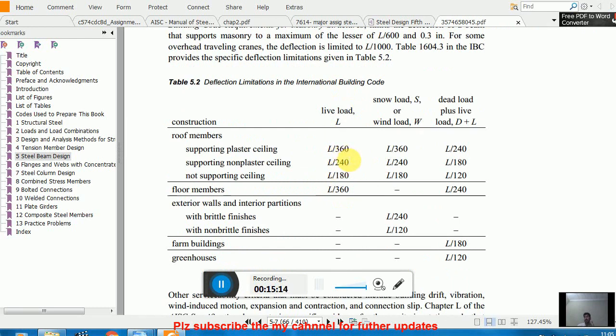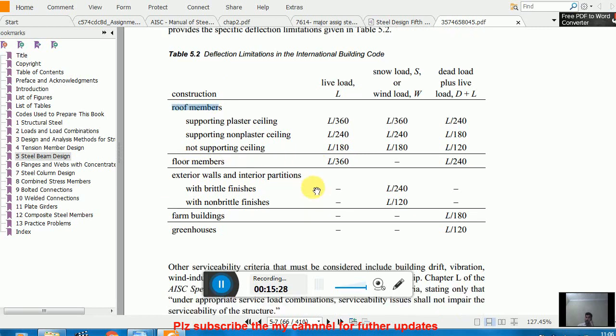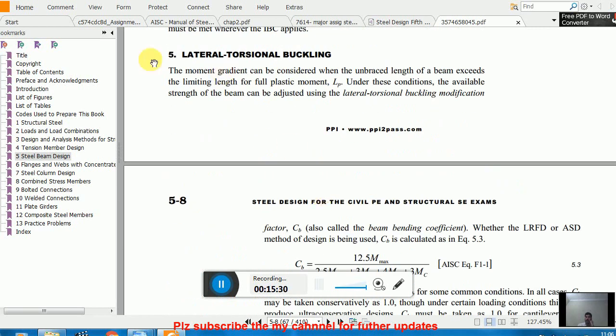As we did in the examples in composite section design, in lecture number 9 and 10, we use these limitations. So for plaster ceiling we use this, for non-plastering we use this, for supporting ceilings, and for roof there are different limitations, for floor there are different limitations. Clear?